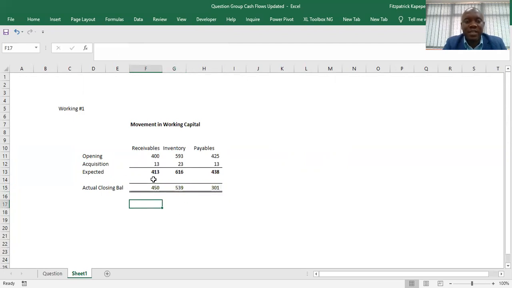So what we're actually saying here is that we are going to derive these movements. This is what was happening. We expected the closing balance to be 413, but it was 450. This is a cash outflow.